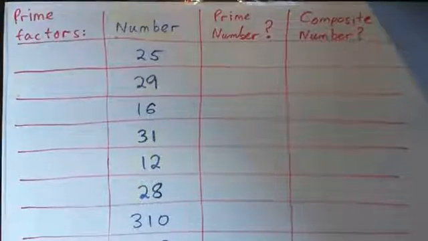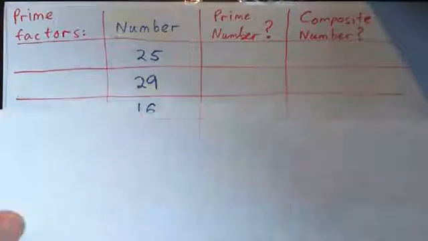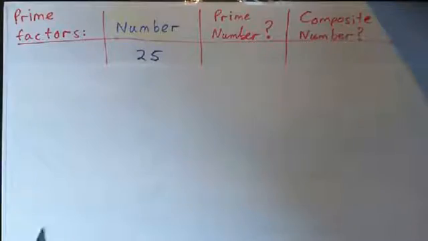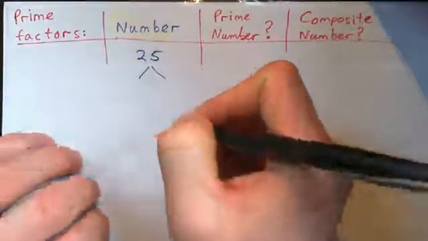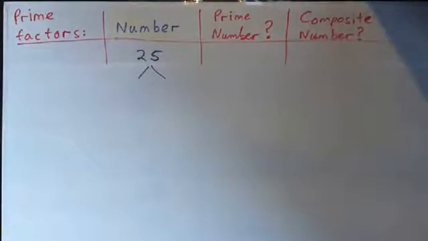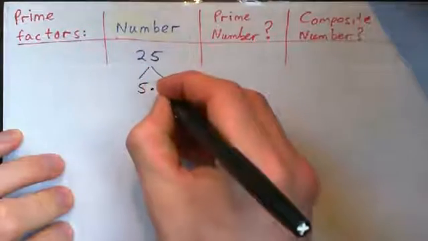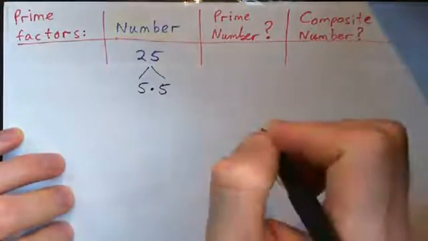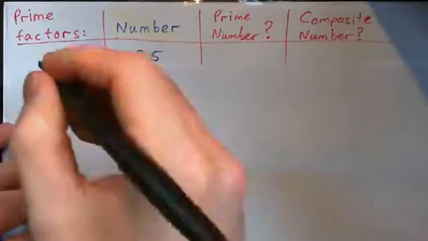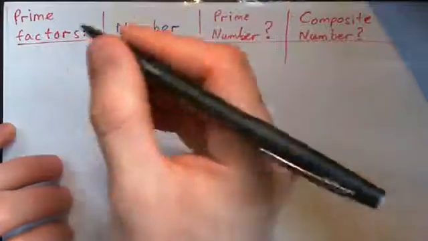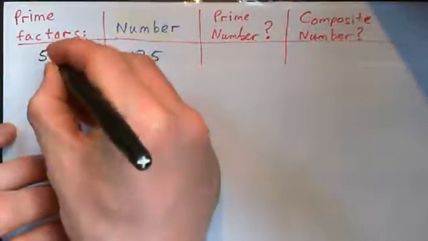So let's start with 25, and I guess what a lot of people like to do is kind of do a little tree like that. But 25 is what times what? What goes into 25? Is it 5 times 5, right? Okay. So basically 25 is 5 times 5, so the prime factors, we'll just write, 5 times 5.